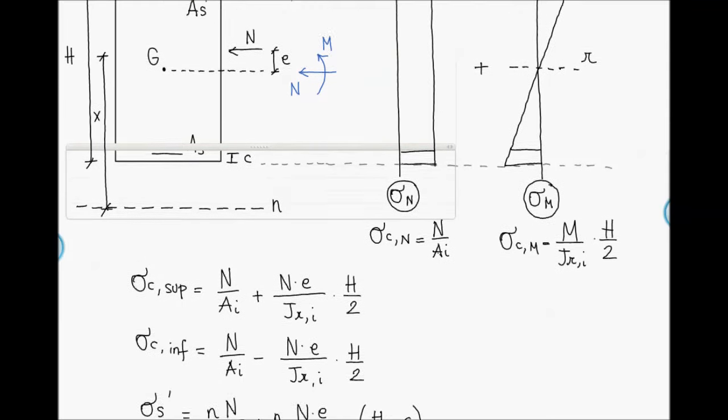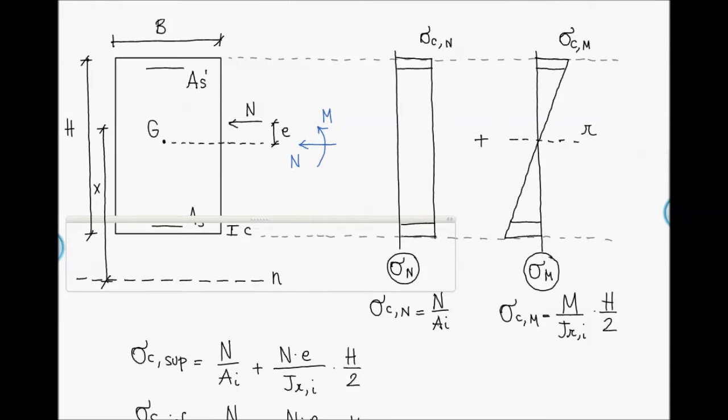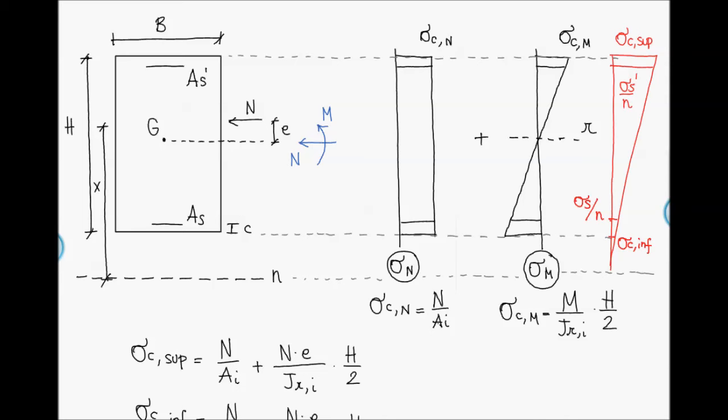We can draw here the final stress diagram, which is the red one. Remember that in order to draw all the stresses in the same diagram, we have to consider for the steel the values sigma s prime over n and sigma s over n. And of course, the stresses go to 0 on the neutral axis. So this is the diagram that is the sum of the diagram sigma n and the diagram sigma m.